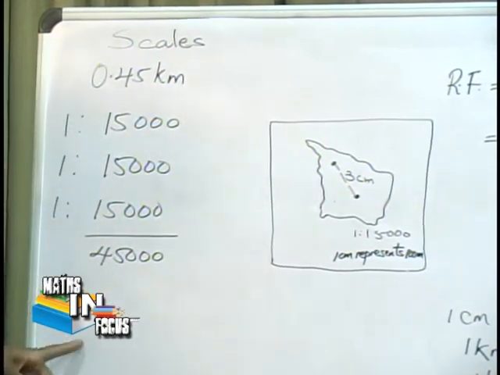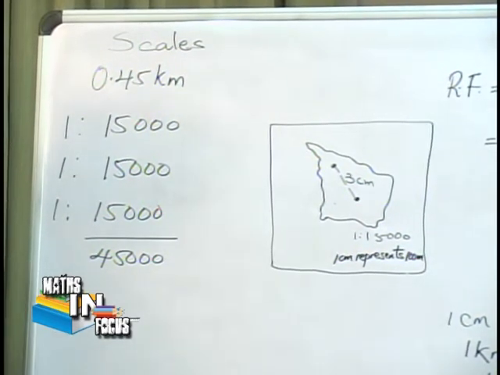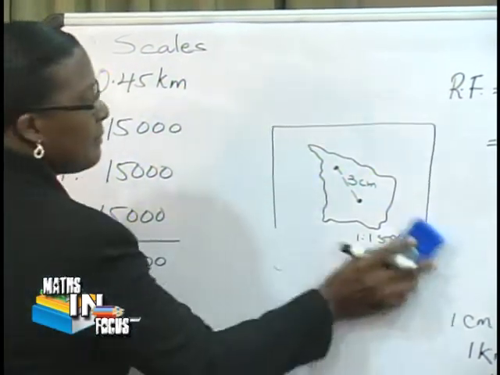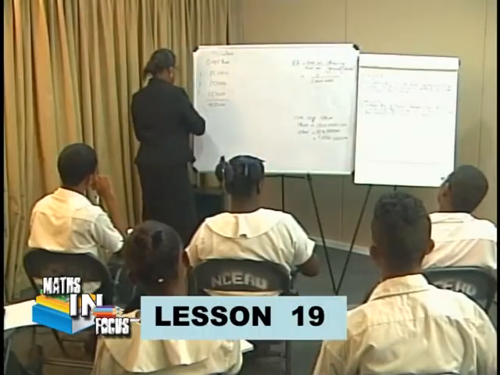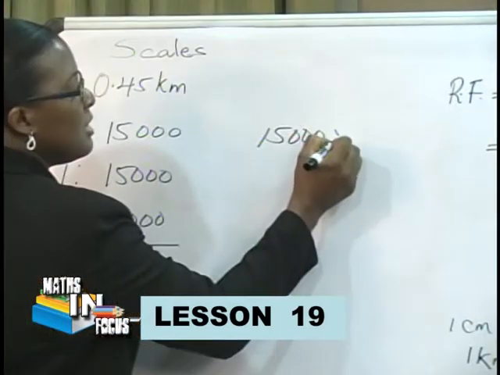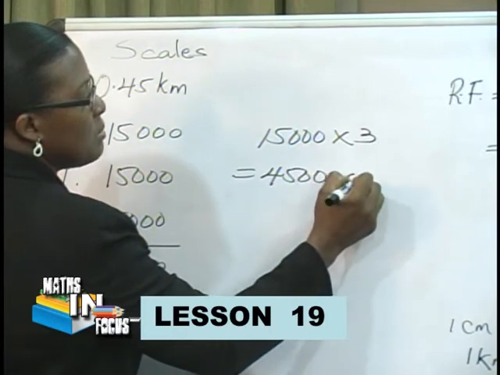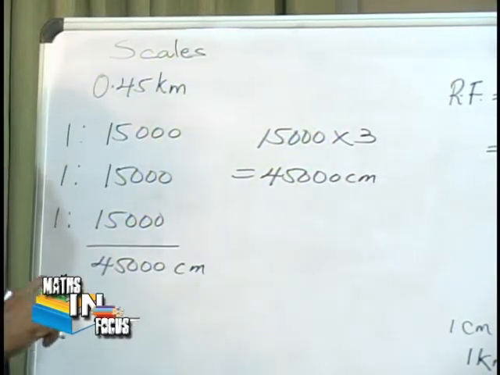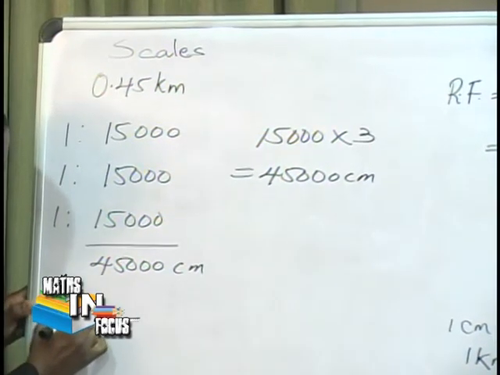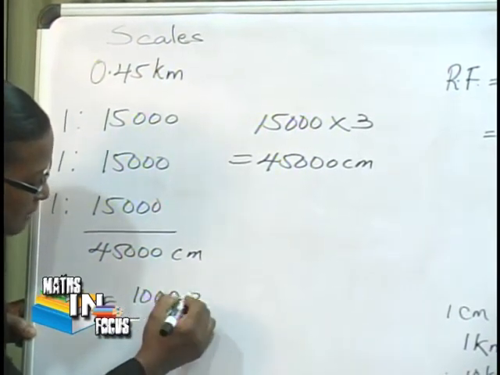Now this is pretty long. What we simply could have done instead is multiply the 15,000 by 3. That's our alternative. So we could have multiplied the 15,000 by 3, and that would have given us 45,000 centimeters. But they want the answer in kilometers, and we know that 1 km is equal to how many cm? 100,000.